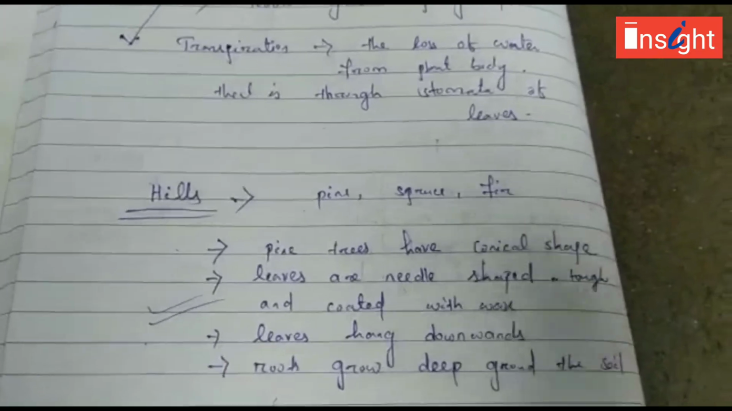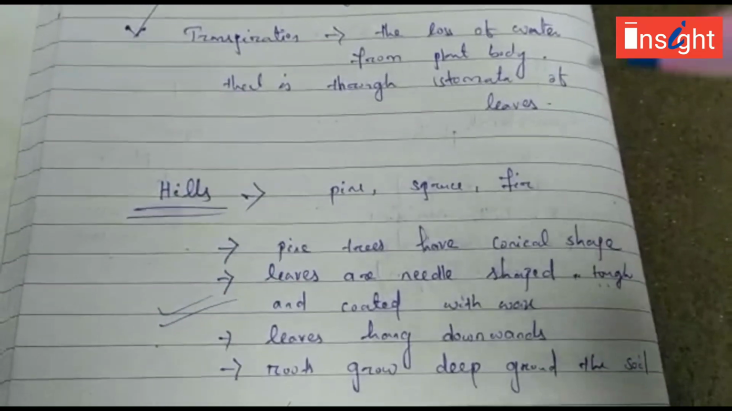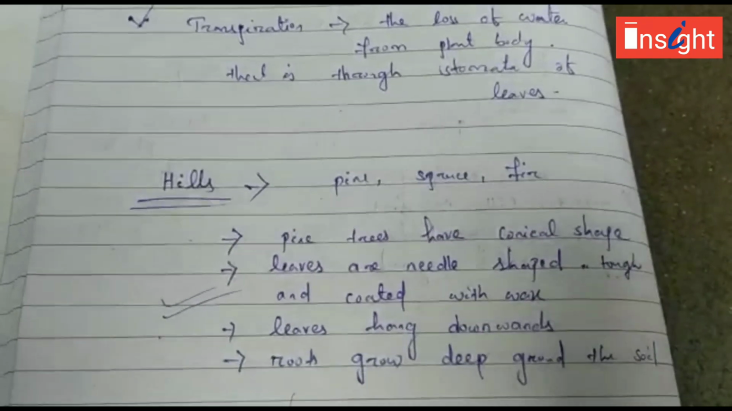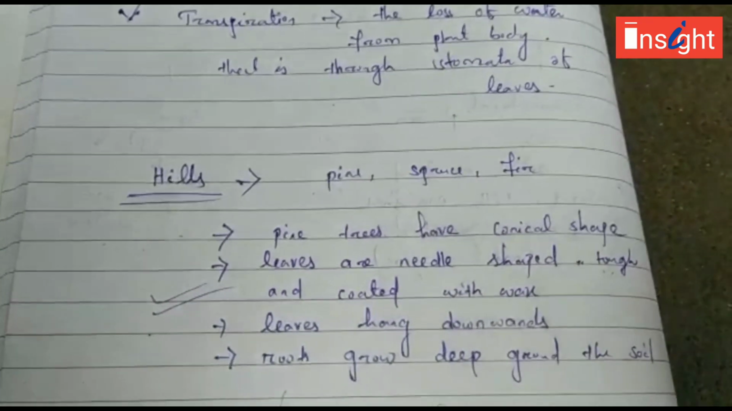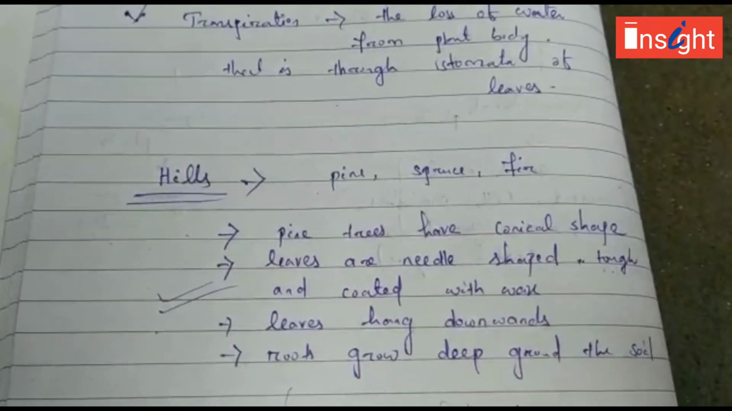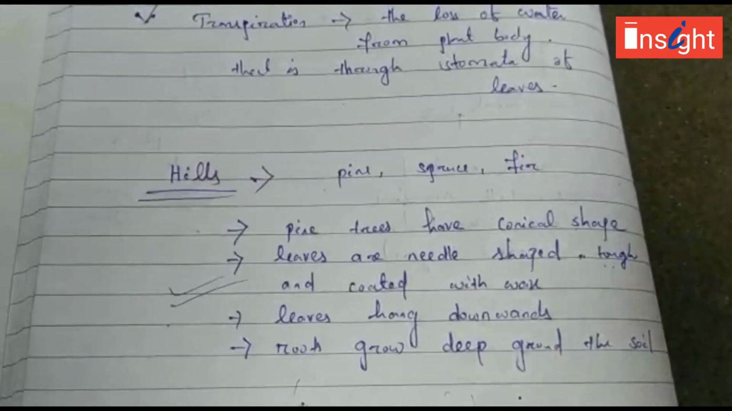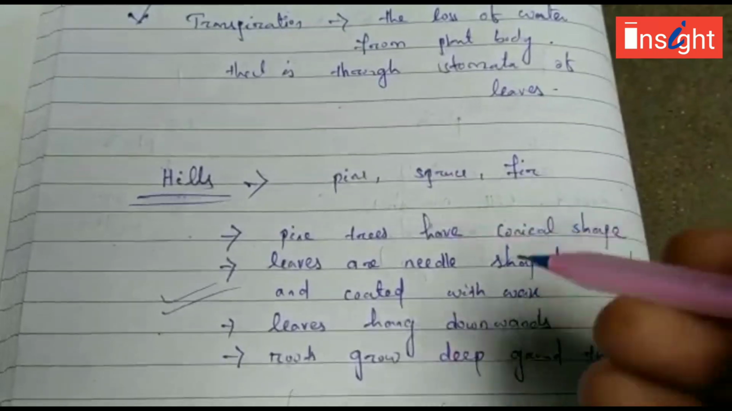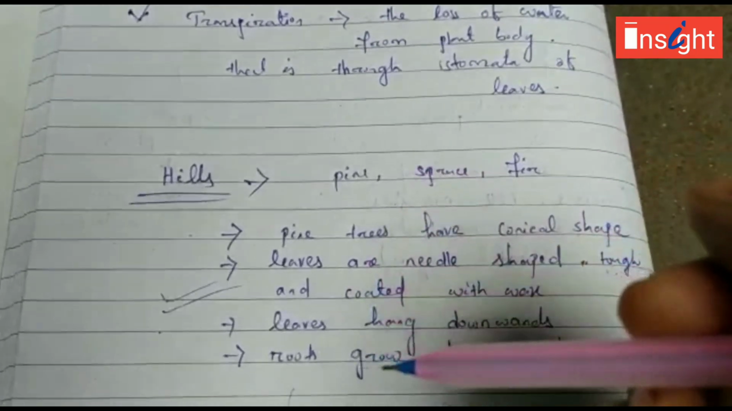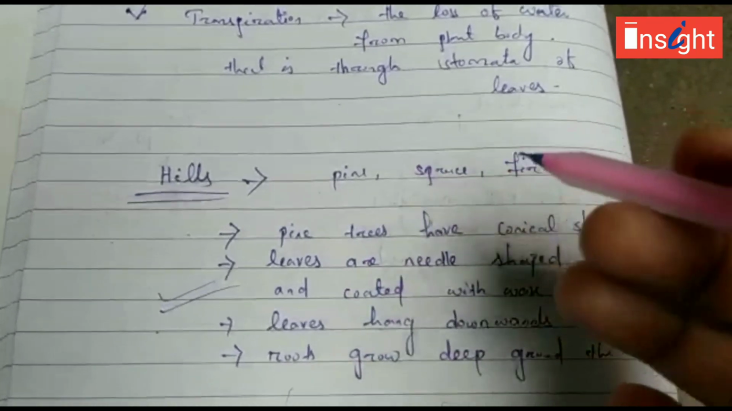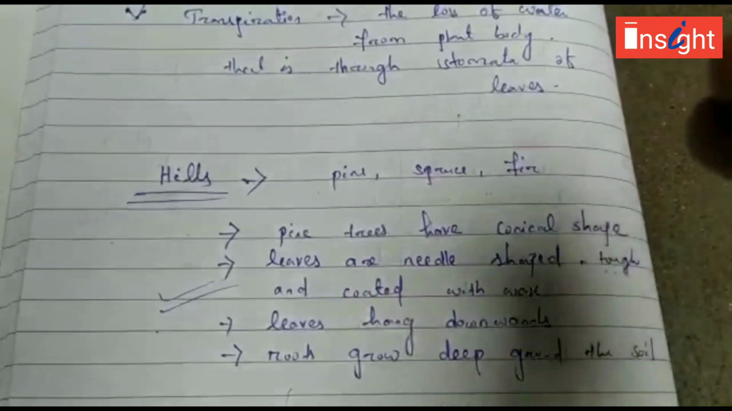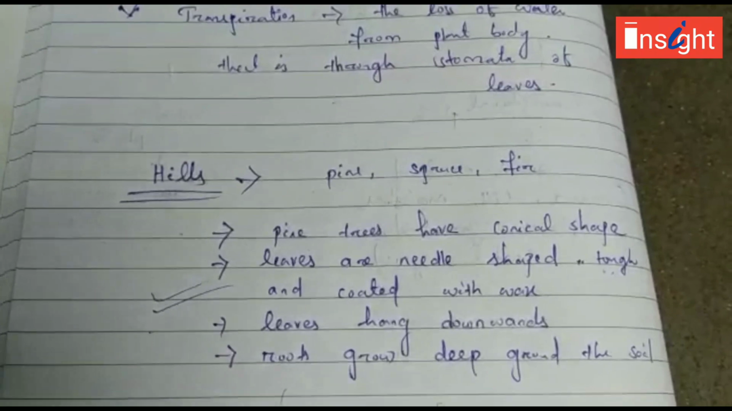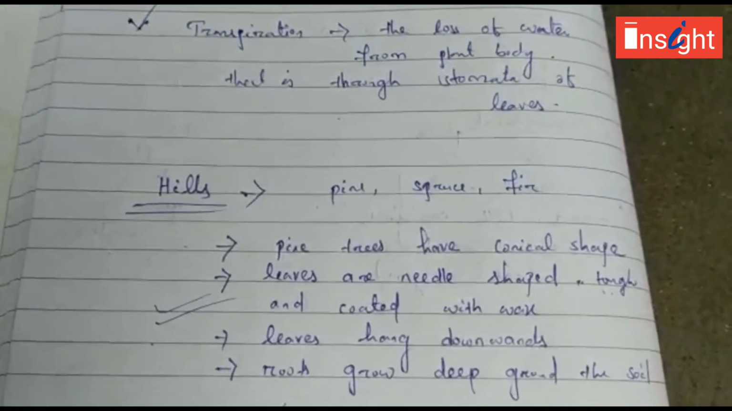So these are the adaptations shown by the plants of hilly areas, because in the hilly areas the temperature range is very cold. So to protect from the cold and windy conditions, plants have adapted themselves in this way. You can see in the figure also, the pine tree figure is there.